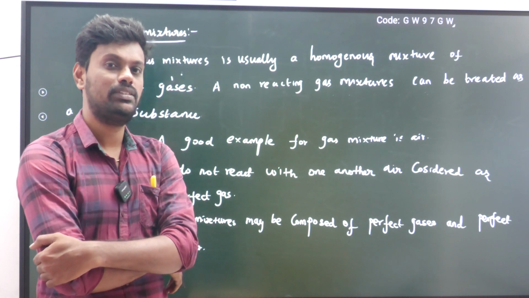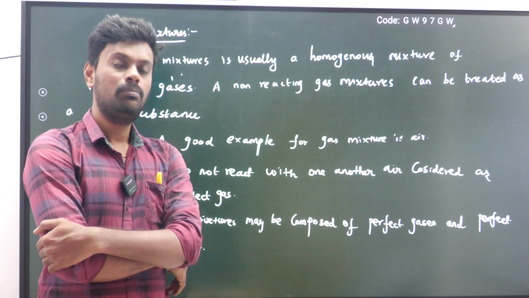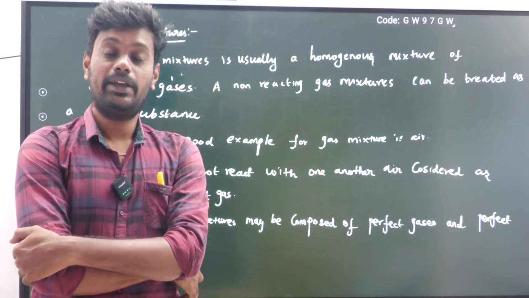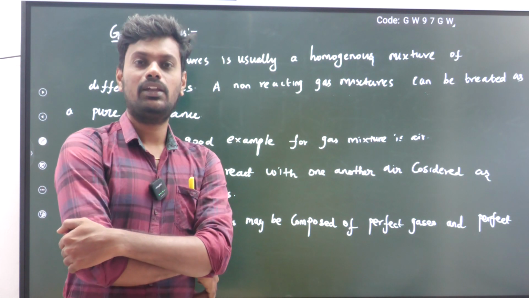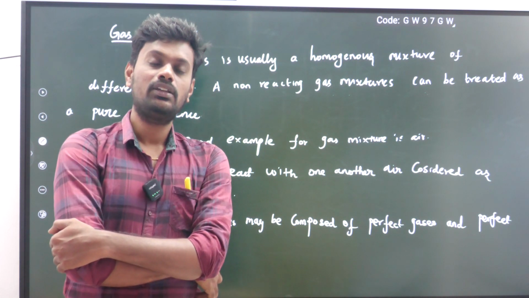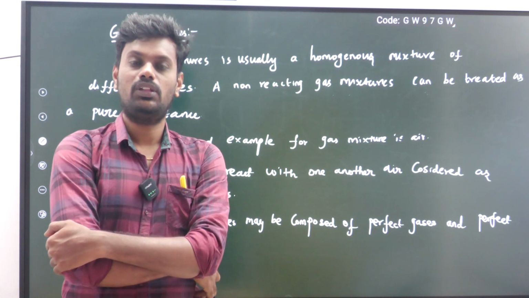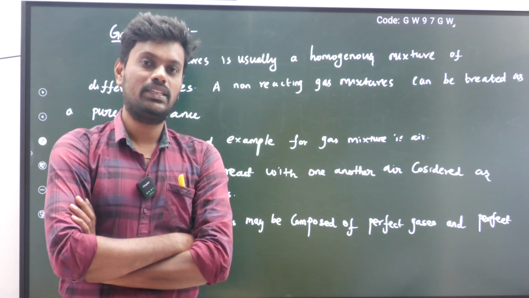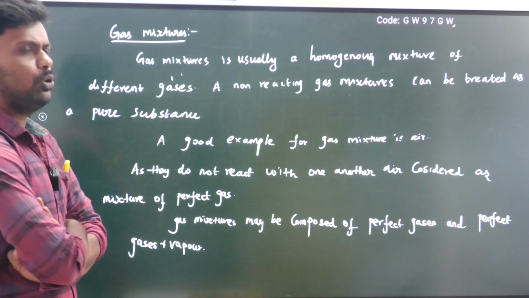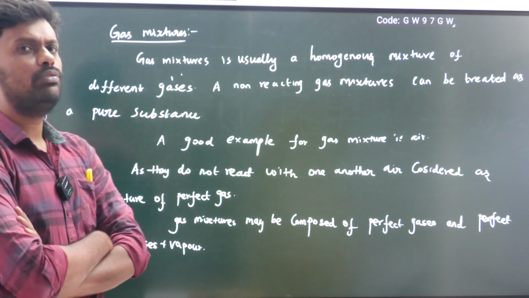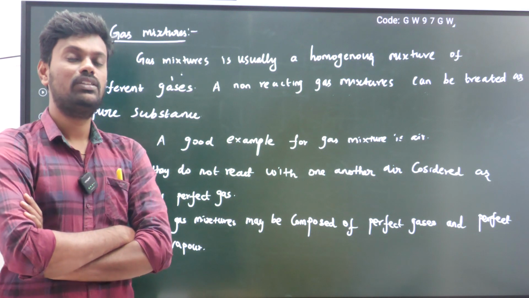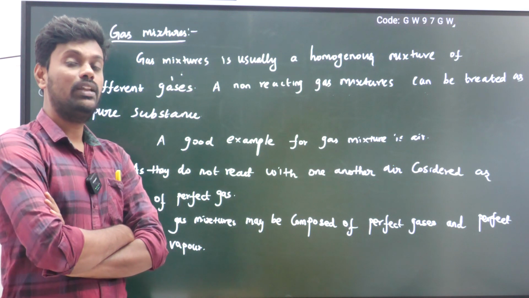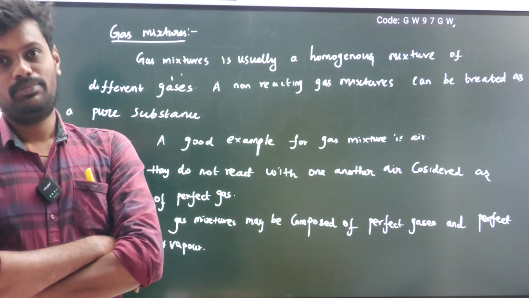So a perfect example is air. In air we have nitrogen, oxygen, and also traces of argon and carbon dioxide. Even though air contains many types of gases, one gas is not reacting with another, so we are easily breathing in and out. So air is the best example for a gas mixture. The definition is a mixing of two gases that will not react with each other. If the two react with each other, then that is not a gas mixture, it will be a compound.